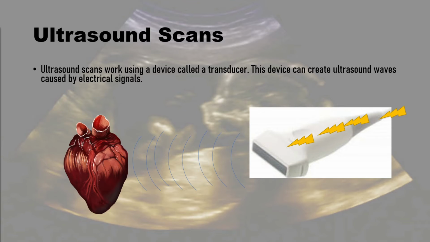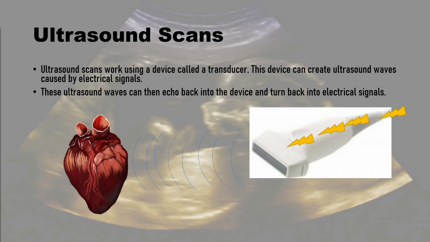And basically what happens is the sound will pass through the skin and it will bounce off of the organs, and these ultrasound waves will then echo back into the device and turn back into electrical signals going the other way around. This will then create pictures that we can actually see inside the body.